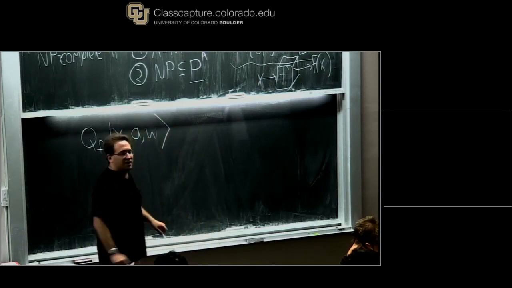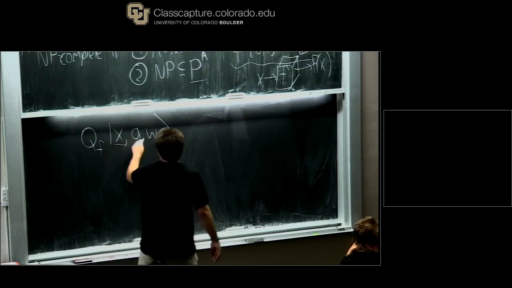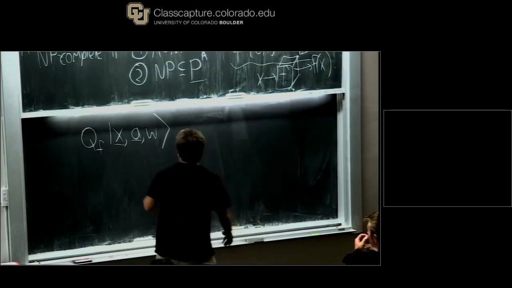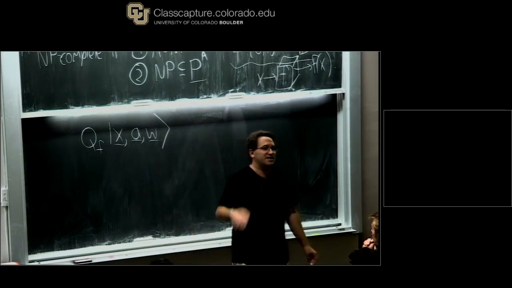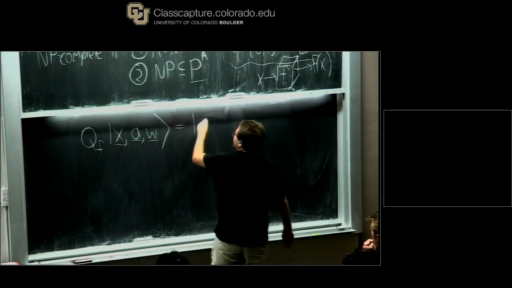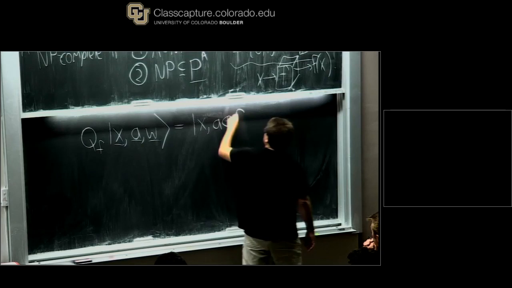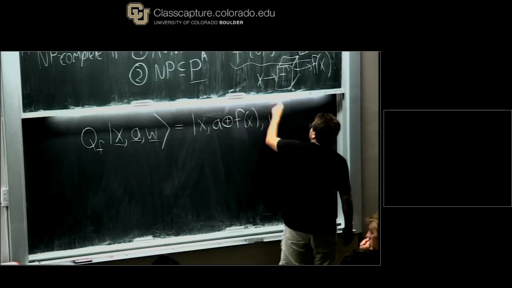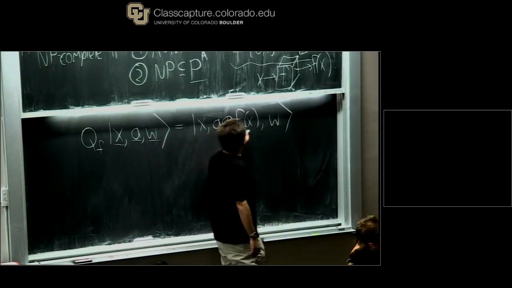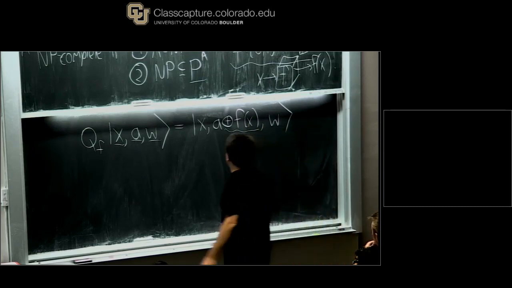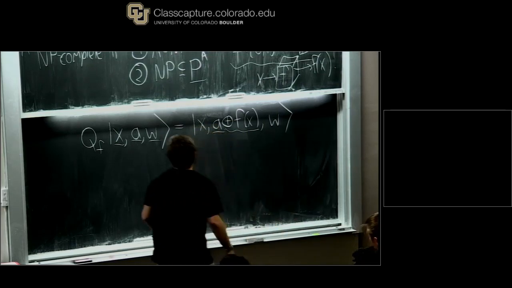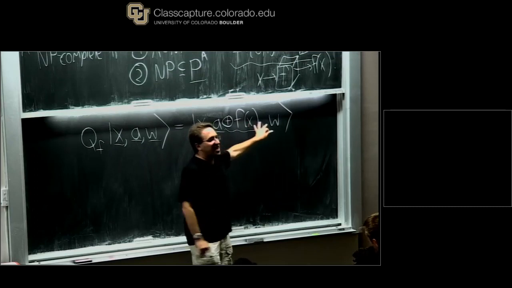X is an input, for which we want to know f of x. A is called an answer register, for storing the result. W is just whatever workspace you want to have that does not participate in this query. And what it does is that it takes f of x and it exclusive ORs it into the answer register. This just means if f of x has many bits, then I do a bitwise exclusive OR. So if a was initialized to all zeros, then I just get f of x here.